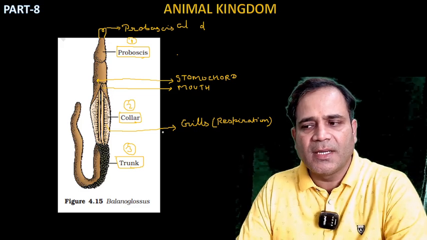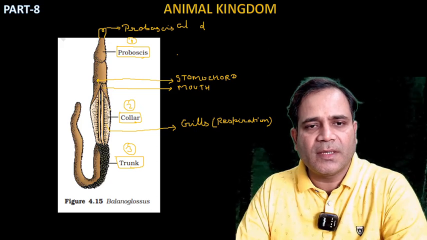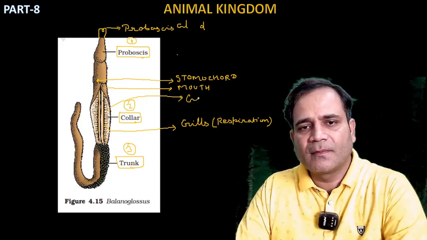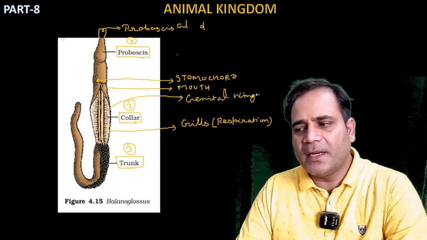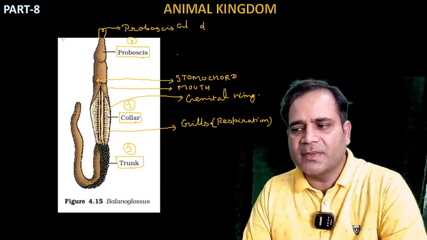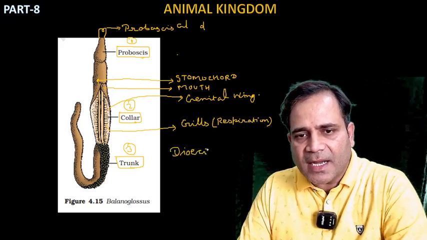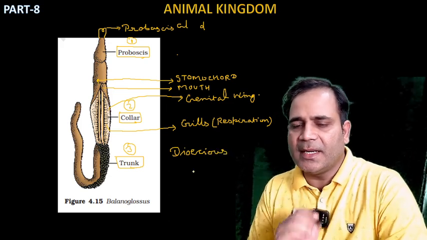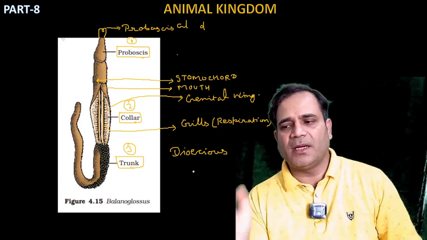These gills help in respiration, and here the genital wings are also present. Let's see. This one is what? Genital wings, my dear. Clear? And this is dioecious. Dioecious means separate sexes, that is, male on one and female on another.